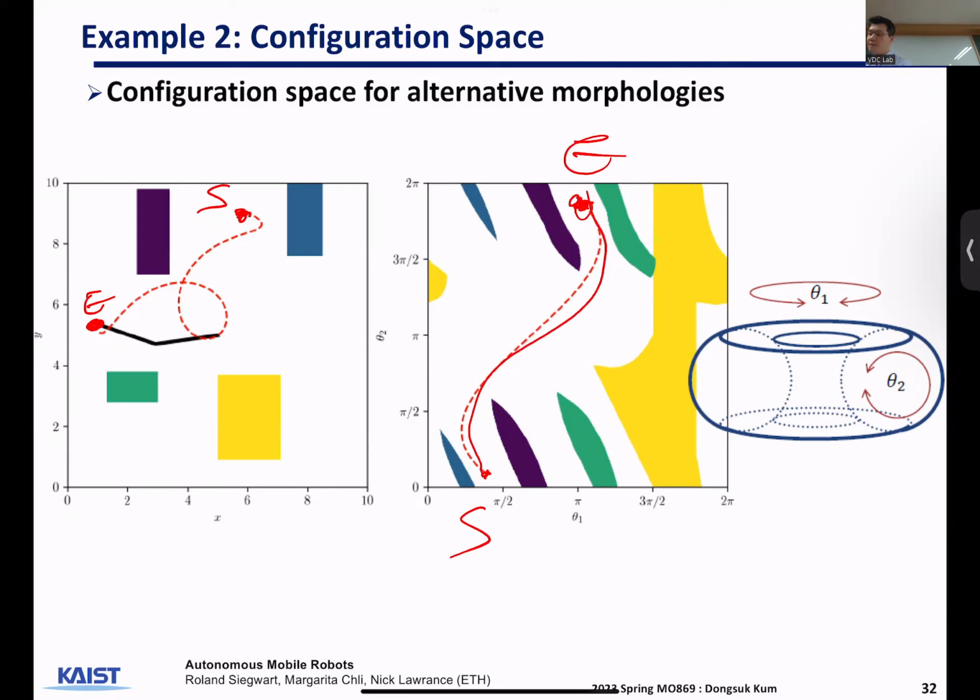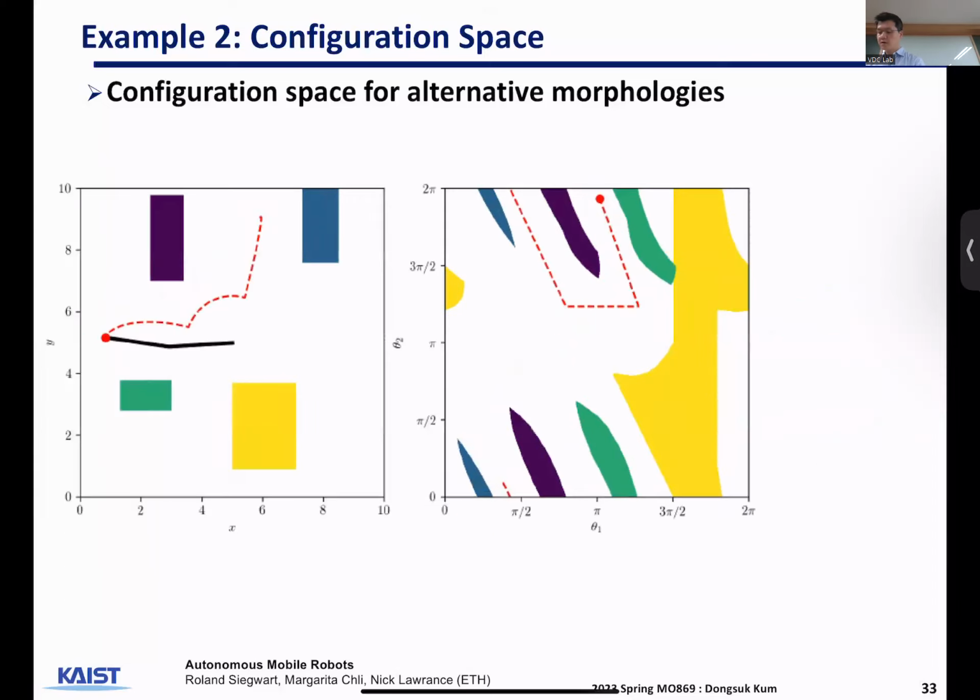And if you map the planned solution of the configuration space into 2D space, the physical world, then you will get similar results. What about another solution? Is there another solution? Well, this is another solution.